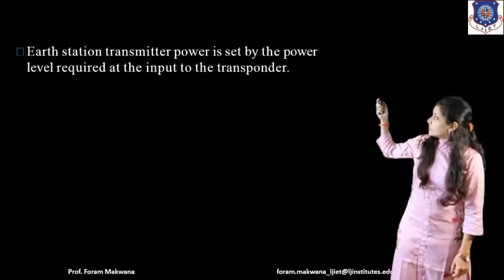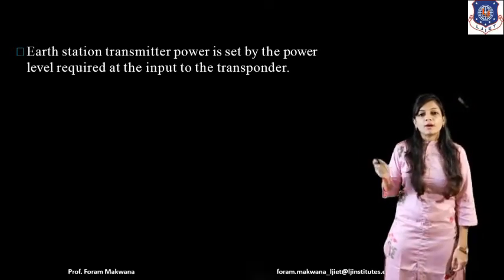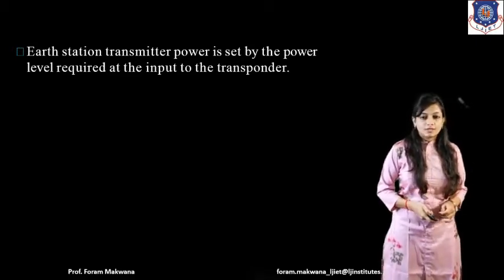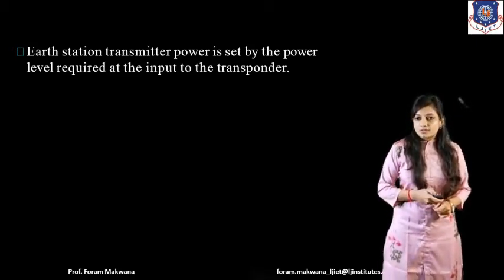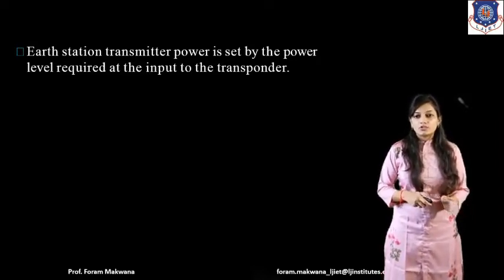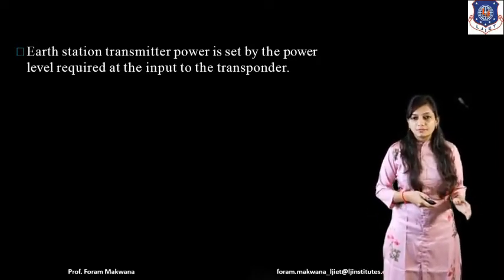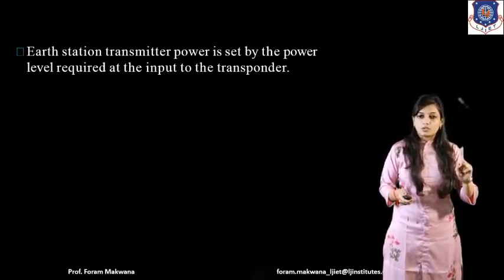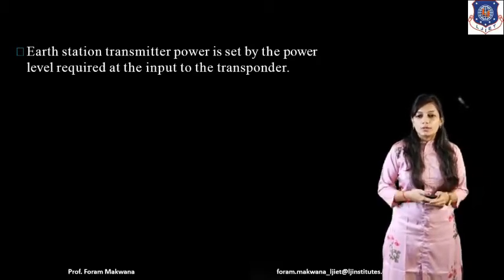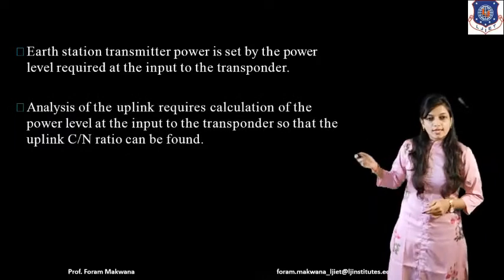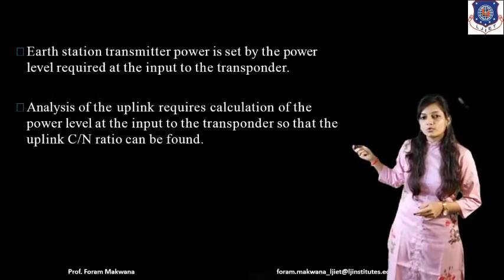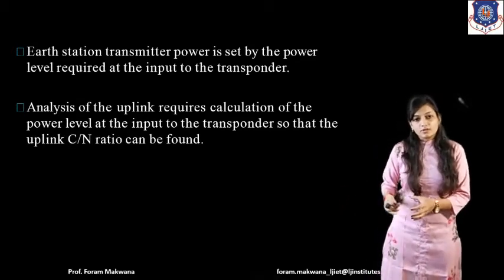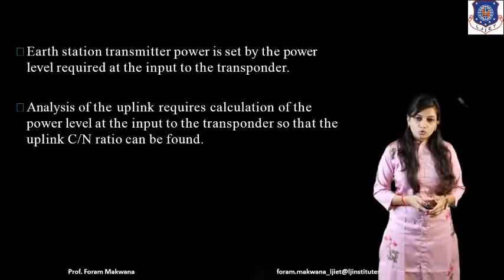Third point, the earth station transmitter power is set by the power level which is required at the link to the transponder. What are the different types of transponder that we have discussed? That is single conversion and double conversion. Single conversion is where we do up conversion and down conversion only one time. If we do it twice, it is called double conversion. The analysis of this uplink requires a calculation of power level. How much power is present in the transponder? So that we can calculate the uplink carrier to noise power.